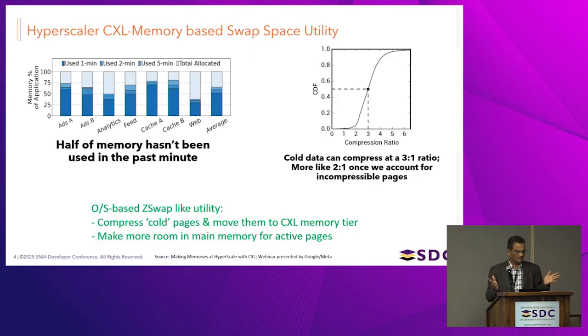Essentially, it is a swap space application. It's constantly doing a telemetry on which pages are cold in the main memory and saying, okay, move them out to another tier, like they use the CXL.